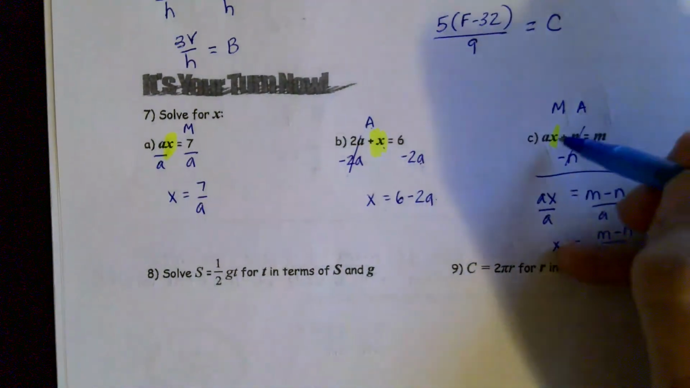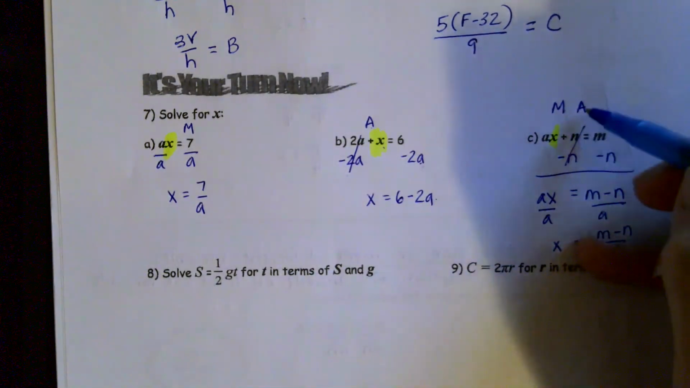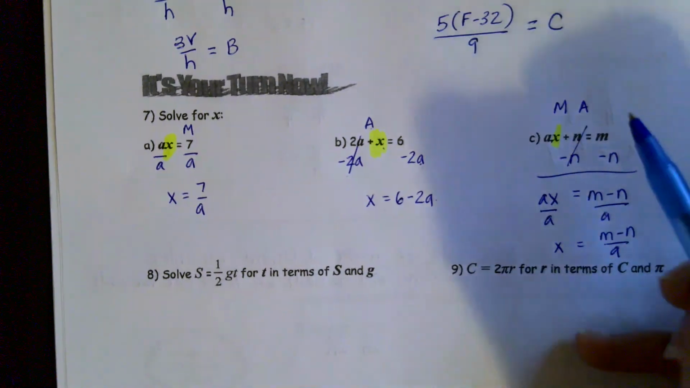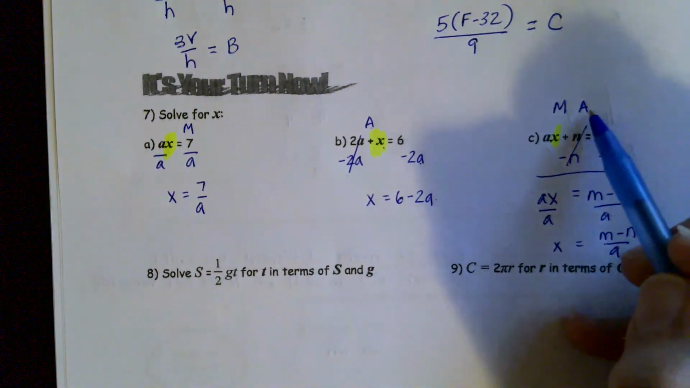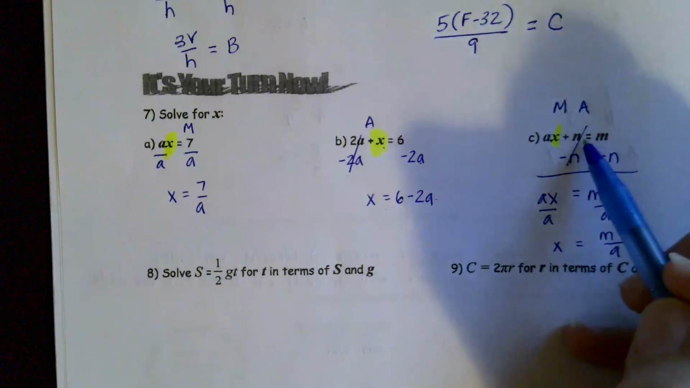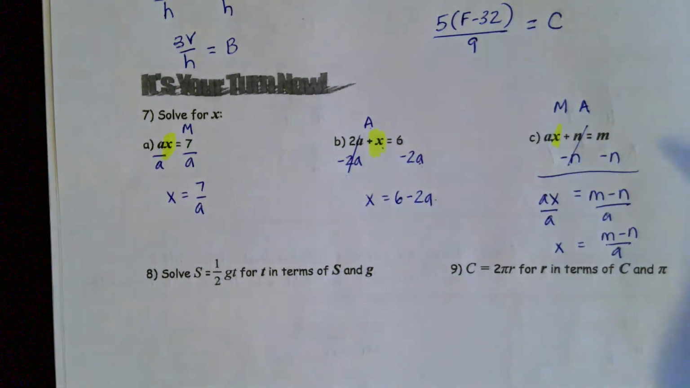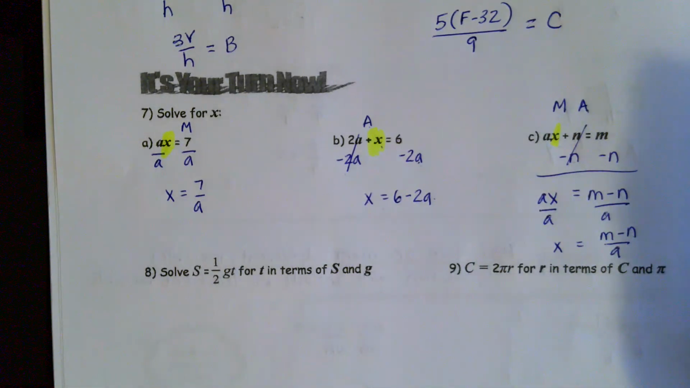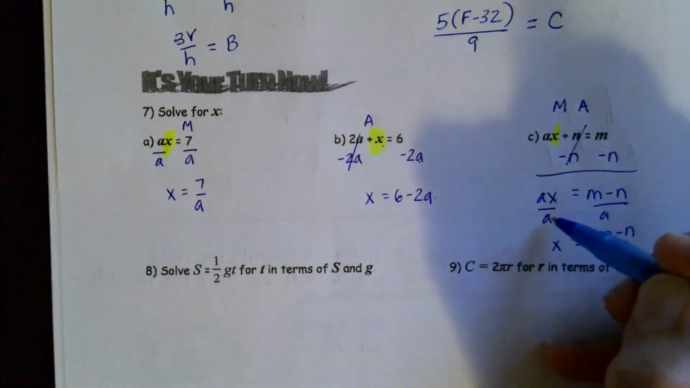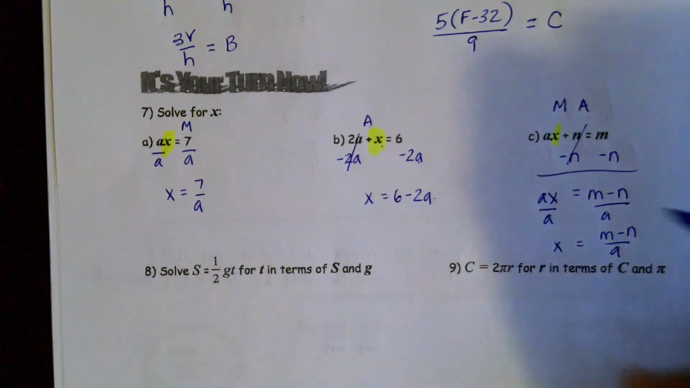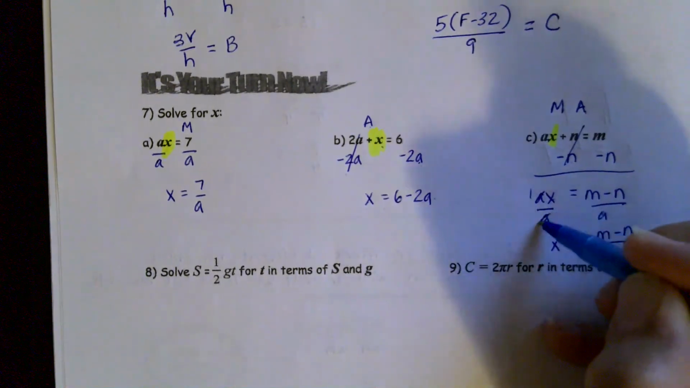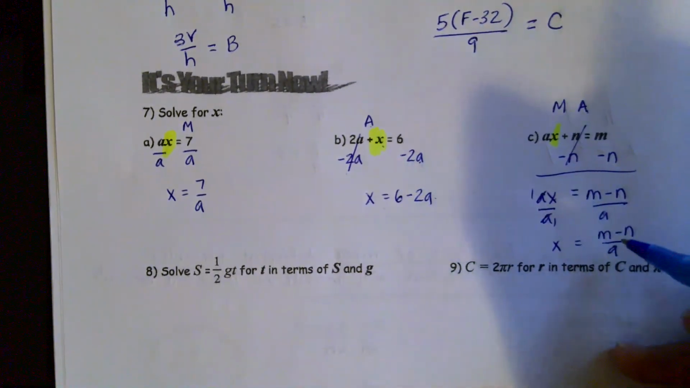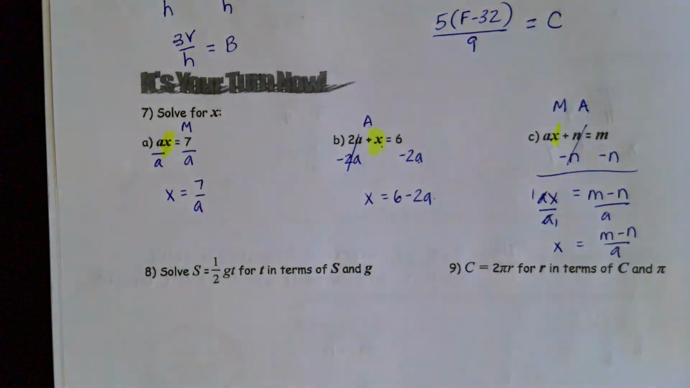For C, I'm multiplying and then I'm adding. So we go in reverse order. I take care of the addition. Instead of adding n, I'm going to subtract n on both sides. Ax equals n minus n. And instead of multiplying by a, I'll divide by a. A goes in once, and I'm left with x equals n minus n over a.